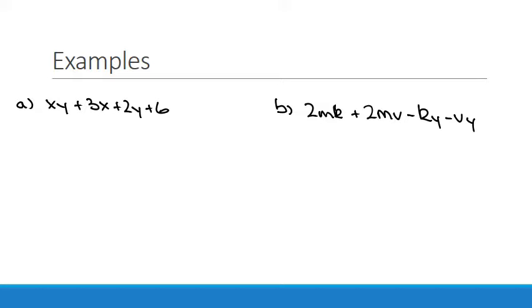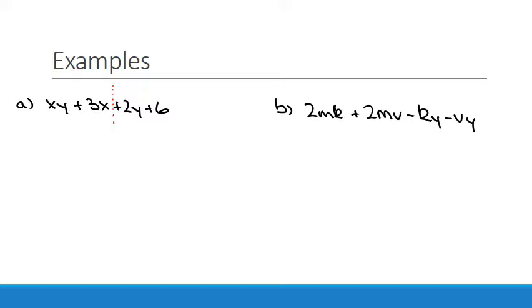The grouping method is used for 4 or 6 term polynomials. So you can see these have 4 terms. You know when to use grouping because it looks quite distinct. How to do it? Break the polynomial into 2 equal groups.